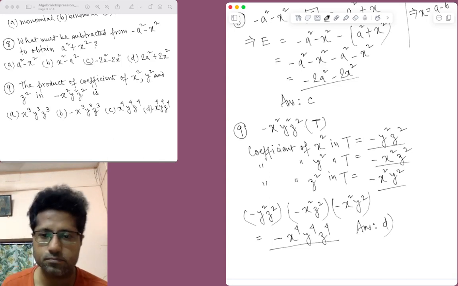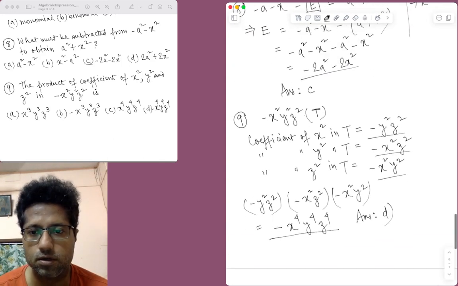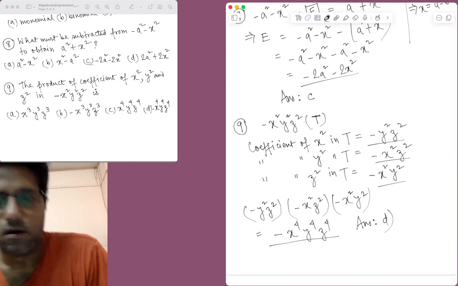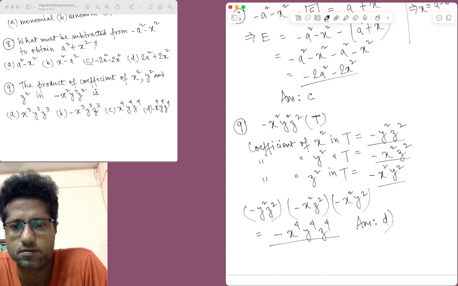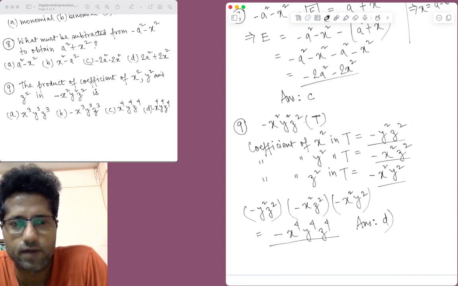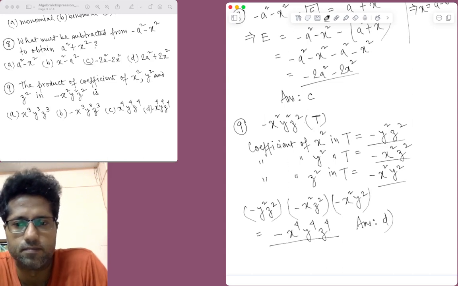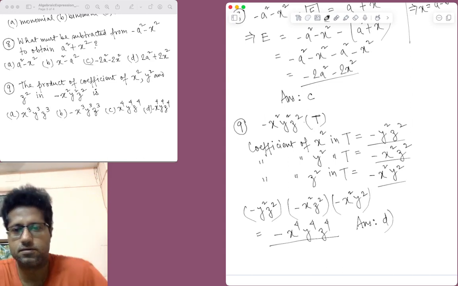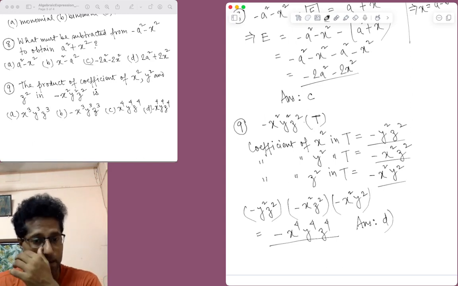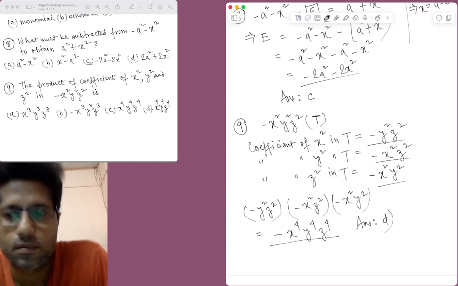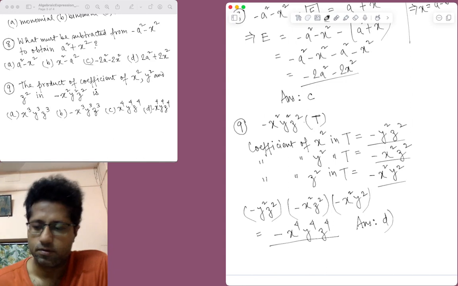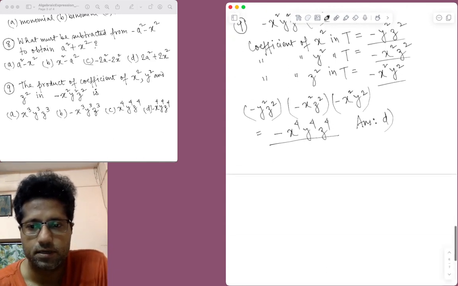Okay. Now, the concept here was the coefficient of some factor. I mean, x square is kind of a factor because x square is x into x. The coefficient of some factor in a given term. The concept is this: what is the coefficient of a factor in a given term? It is everything of the term after discarding the factor. Okay, let's do question number 10.